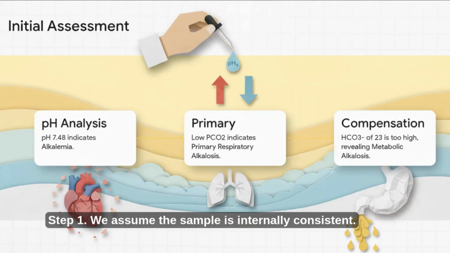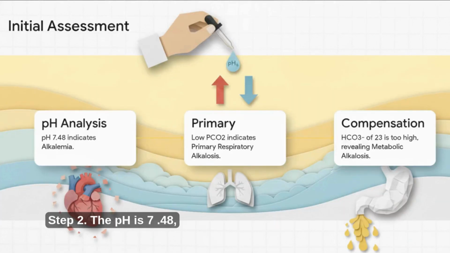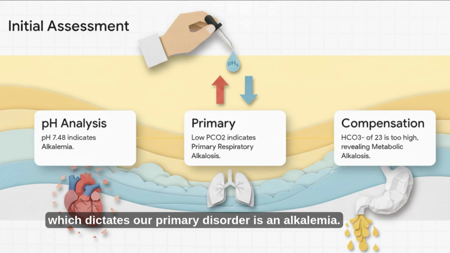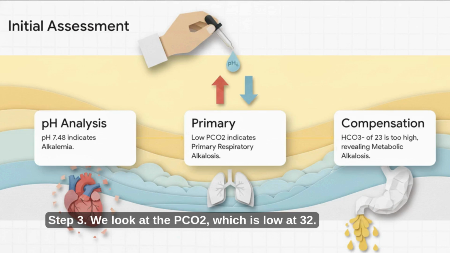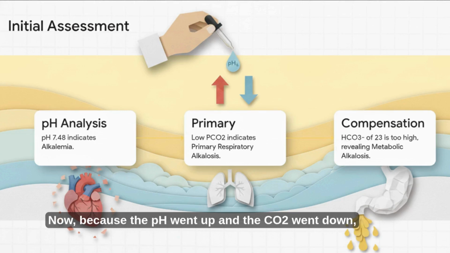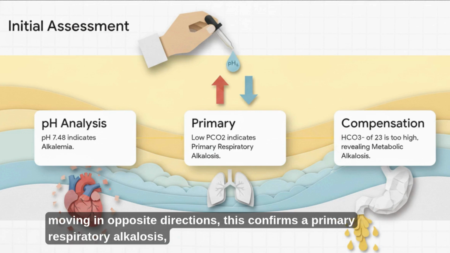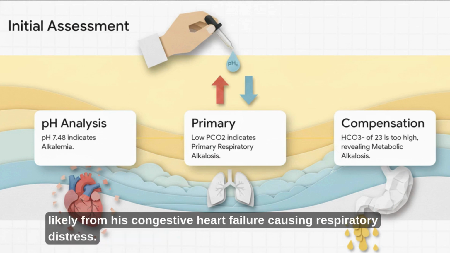Step 1. We assume the sample is internally consistent. Step 2. The pH is 7.48, which dictates our primary disorder is an alkalemia. Step 3. We look at the PCO2, which is low at 32. Now, because the pH went up and the CO2 went down, moving in opposite directions, this confirms a primary respiratory alkalosis, likely from his congestive heart failure causing respiratory distress.